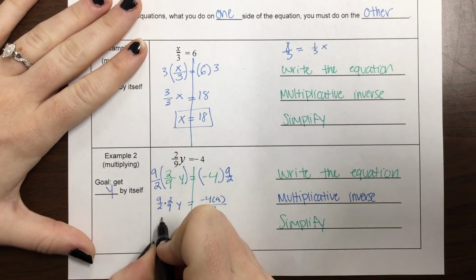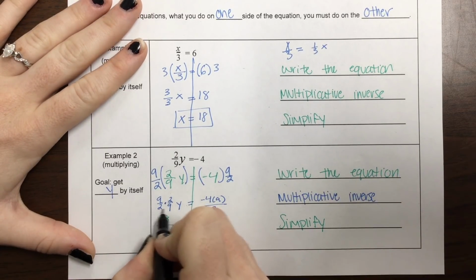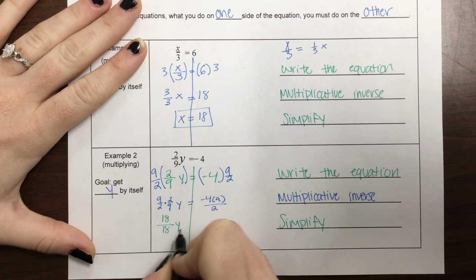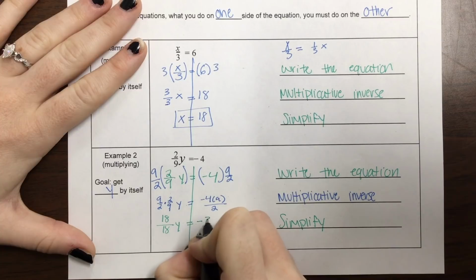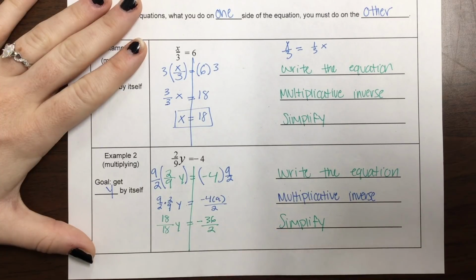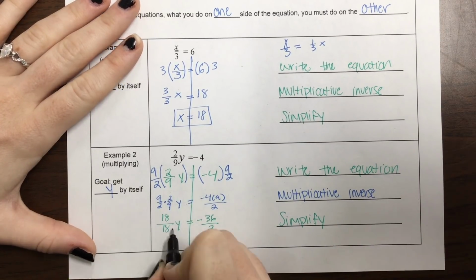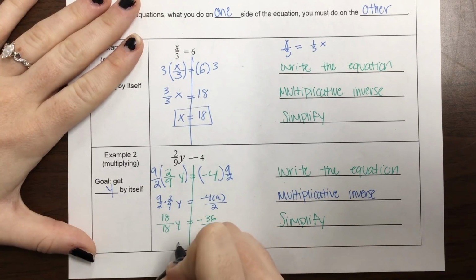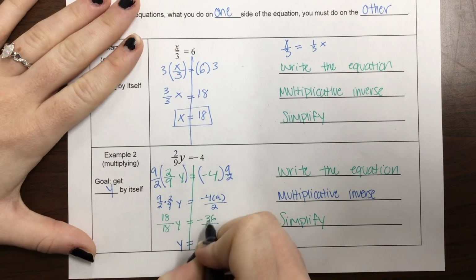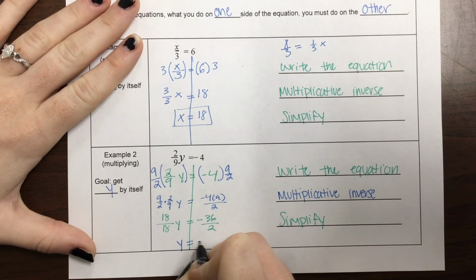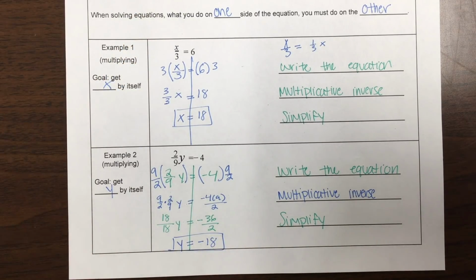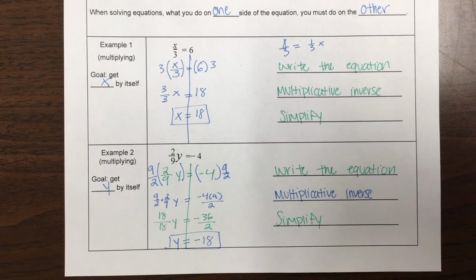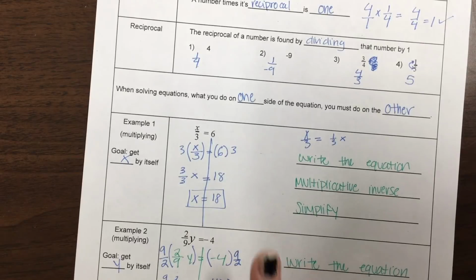9 times 2 is 18 over 2 times 9 is 18. y equals -4 times 9 is -36 over 2. 18 divided by 18 is just 1, so I'm left with 1y equals -36 divided by 2 is -18. My goal is always to get the coefficient in front of my variable to be 1. Let's flip to the back.